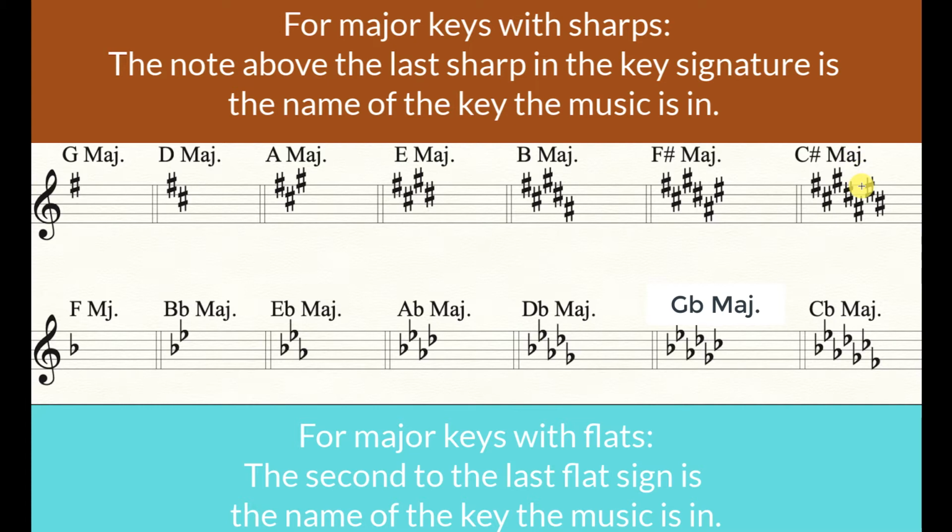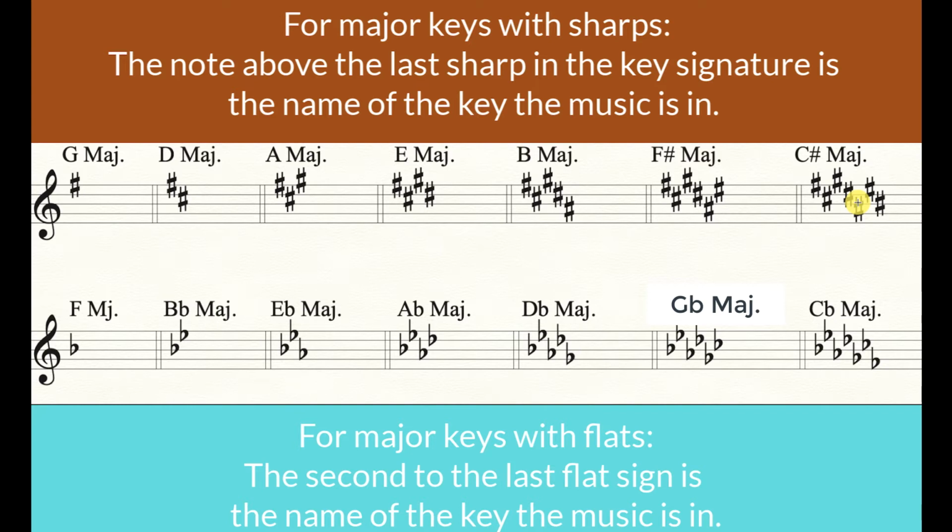Now, what key is the music in if there are no sharps and flats? That means it's in C major. There are no sharps and no flats. That one you have to remember. When there's no sharps or no flats, that's C major.